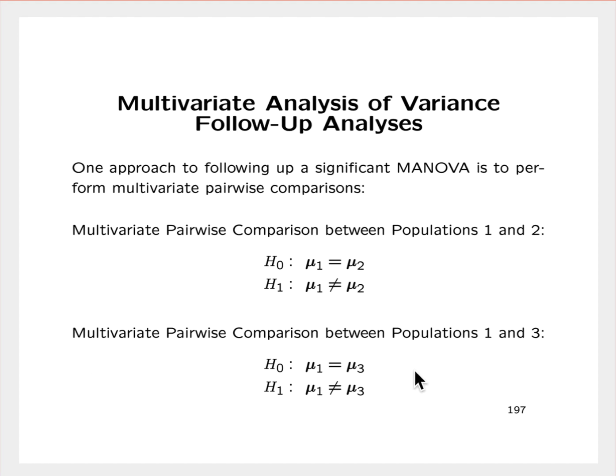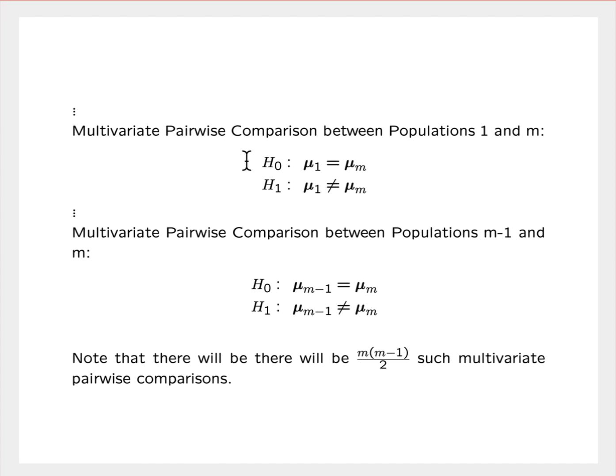We would compare the mean vectors for populations 1 and 3, and so forth, until we get out to comparing populations 1 and population M. And then we would compare populations 2 and 3, populations 2 and 4 in this way, and so forth, until we get out to the last comparison, comparing the mean vectors for populations M minus 1 and M.